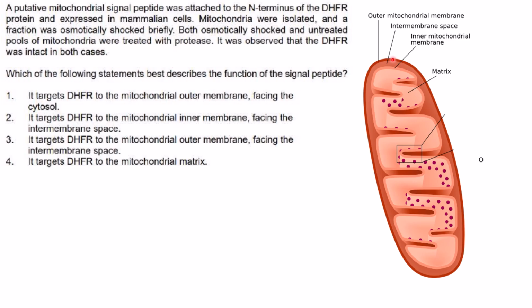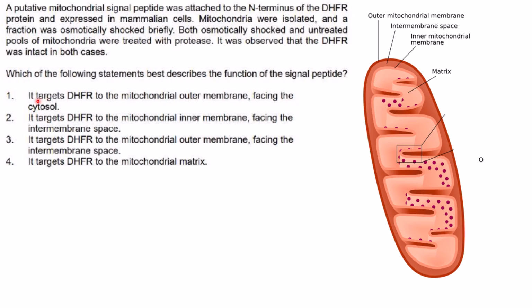Now, what is it that you observe? You observe that the DHFR is intact in both osmotically shocked and untreated mitochondria when treated with protease. So it is intact whether you treat with osmotic shock or you don't, and then you treat with protease for both the mitochondria, your DHFR is intact in both cases. So what do you understand from this?